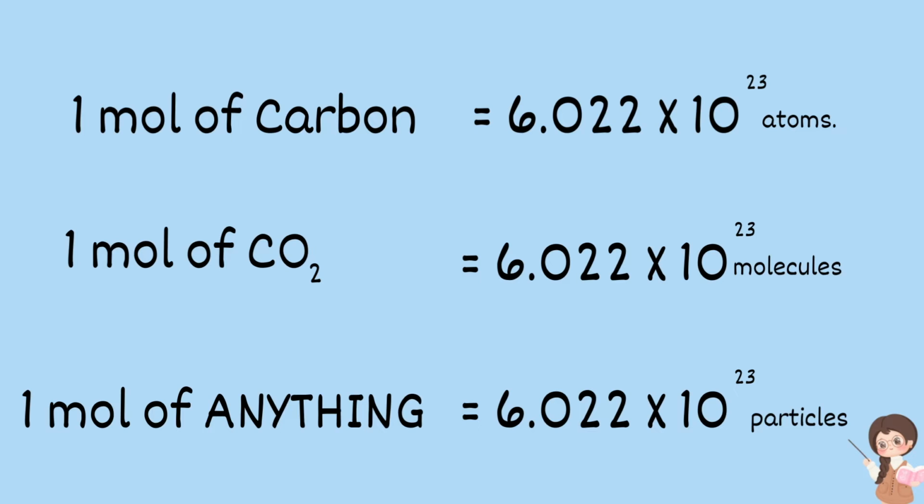And molecules describes a compound like CO2. Carbon dioxide is made of 2 different types of atoms bonded together. If we have 1 mole of carbon dioxide, we have a mole of these molecules. So we refer to the particles in the compound as molecules. And 1 mole of anything, we can describe as particles because particles is the general term. Remember, particles is like the umbrella term, and atoms and molecules are beneath it.